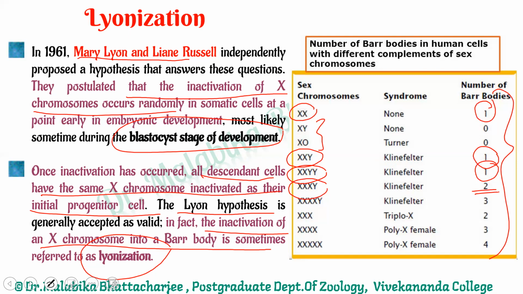Remember, at any given moment, only 1 X chromosome will be functional. If there are 4 X chromosomes, you can see there are 3 Barr bodies. So this is how you associate the formation of Barr bodies with the number of X present.